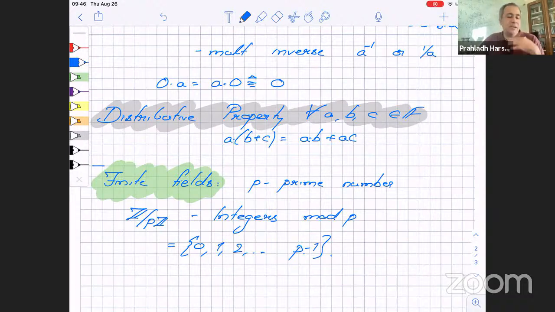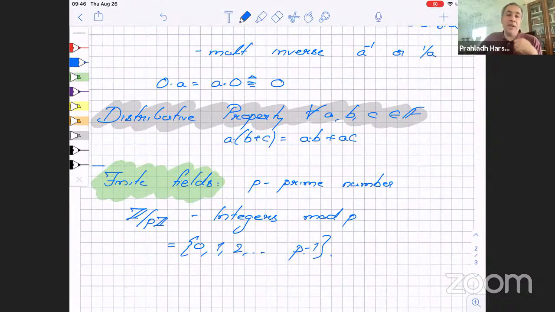Now, it should be clear that this is an additive group. The fact that it's a commutative group under addition should be very clear, with 0 being the additive identity, and the additive inverse of any element A is minus A, which is the same as P minus A.